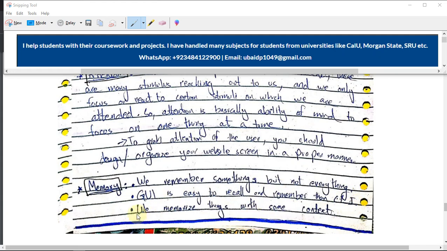We memorize things with some context, and obviously we can't remember a single event. We remember it with some information behind it, right? So there will be a context by which we will remember it, right?